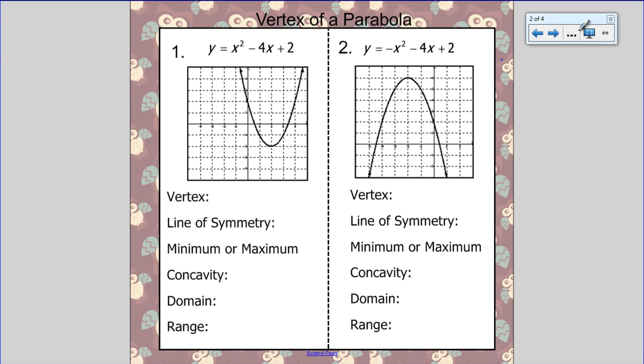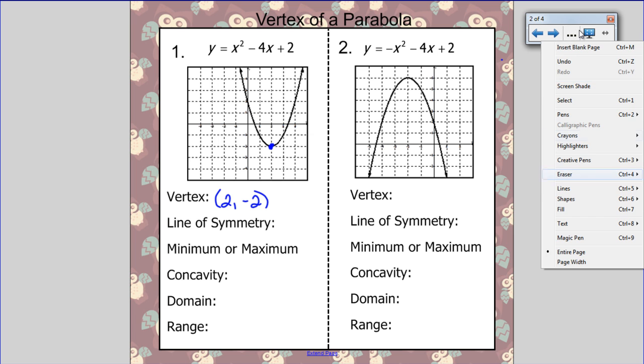for number 1 and 2. First of all, here's our equation, x squared minus 4x plus 2. This is a quadratic equation because it has the x squared as its highest exponent, its highest degree. And when I graphed it, it made this pretty parabola here. So the first thing we're asked for is the vertex. Well, the vertex is right here. And if I look for that ordered pair, it looks like that ordered pair is at (2, -2). So my vertex is at (2, -2).